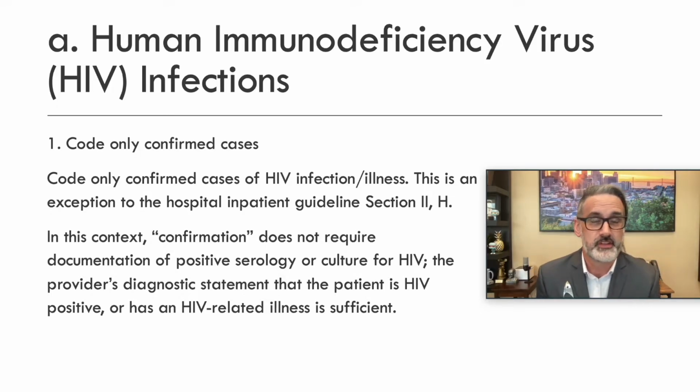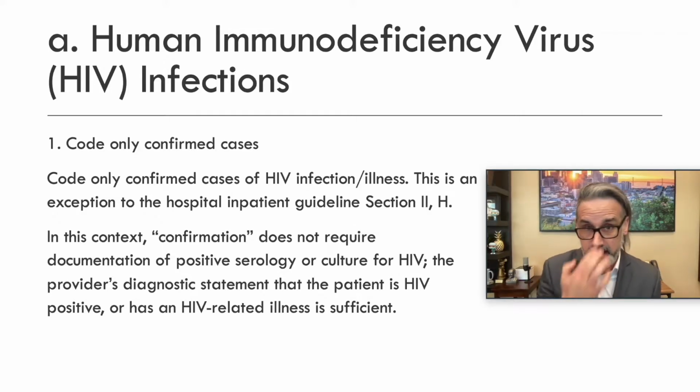only confirmed cases. As far as the cases, the confirmed cases, those are the only ones that we code. And notice how the guideline states that we can only code the confirmed cases. It's an exception to the hospital setting, which we'll be looking at quite a bit down the road when we're in Section 2. But on the outpatient side, it says that in this context, confirmation does not require documentation of positive serology or culture for HIV. The provider's diagnostic statement that the patient is HIV positive or has an HIV-related disease or illness is sufficient.